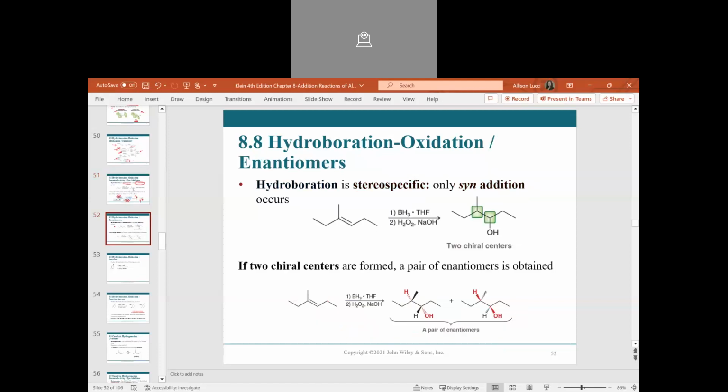What happens is, only syn addition occurs. If we create one chiral center, we saw previously we would get a pair of enantiomers. And then if we end up with two chiral centers being created here, we're going to get two different enantiomers, our pair of enantiomers, whereas previously we only had one enantiomer.